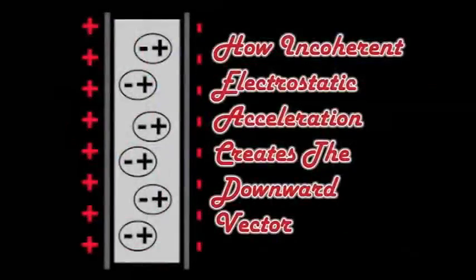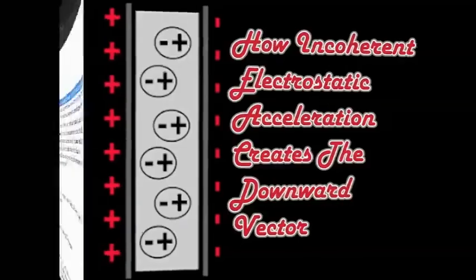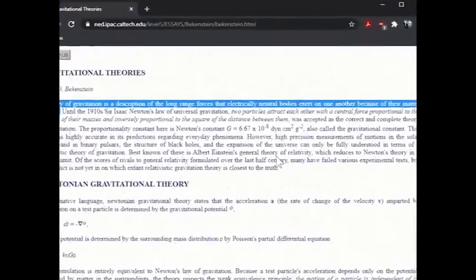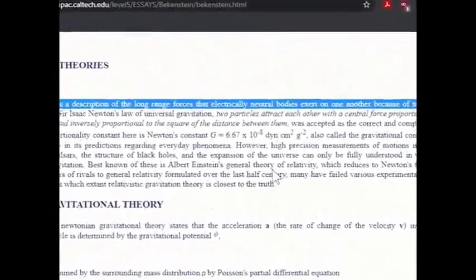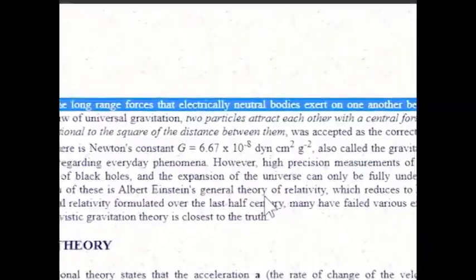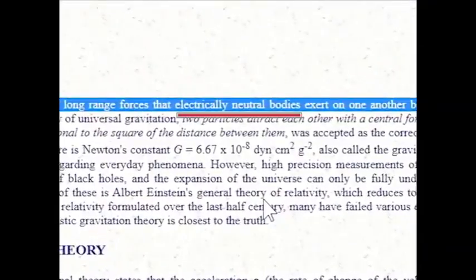In this video, we will be explaining how incoherent electrostatic acceleration creates the downward vector. Gravitation, a word which many do not comprehend, is a theory that was created to explain the paths of the luminaries above and what keeps them in orbit around other bodies, including our Earth. It has been known and taught in college-level physics courses that the electric forces that hold the Earth together are 26 times stronger than the gravitational forces that are supposedly here on Earth.